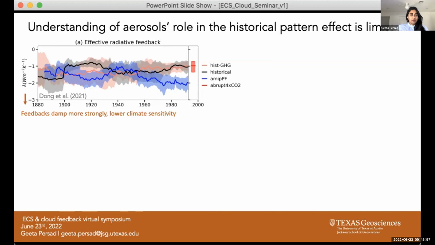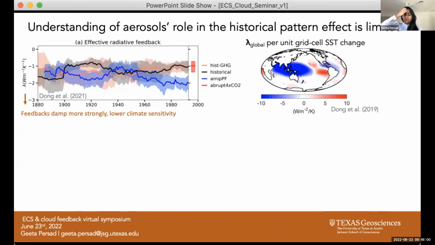And of course, UA's work and others' work has also given us these Green's function approaches and other theoretical approaches that theorize that this time evolution in the feedback parameter is connected to the higher ability of patterns with warming in the Western Pacific to drive strong negative cloud and lapse rate feedback. So depending on how our pattern of warming is aligning with these patterns of high sensitivity or strong feedback responses, we'll get different strengths of the overall feedbacks. But there's pretty limited understanding of the role that anthropogenic aerosol emissions over the historical period play in this picture.